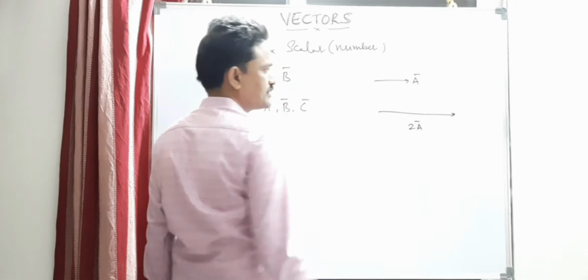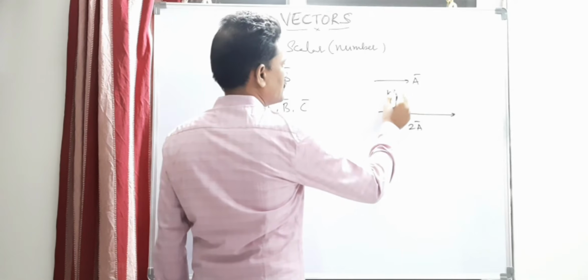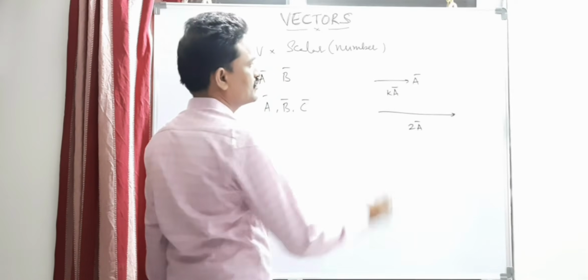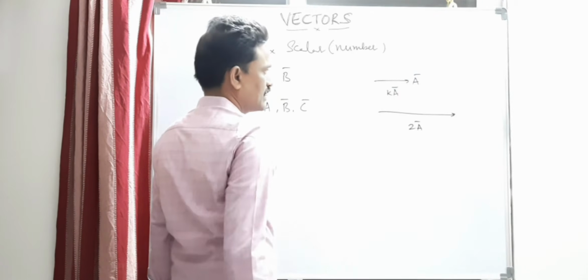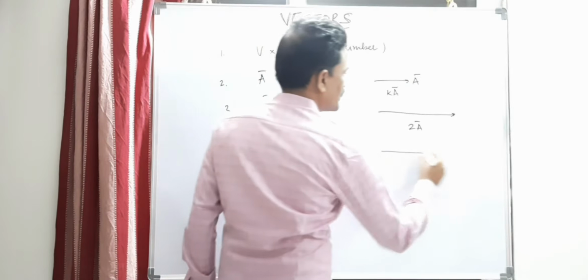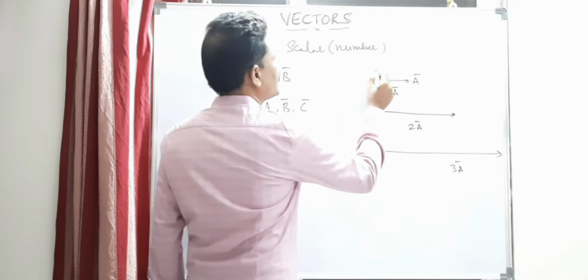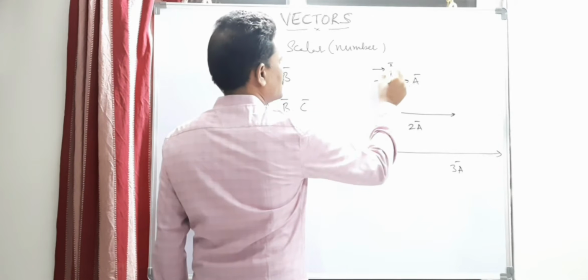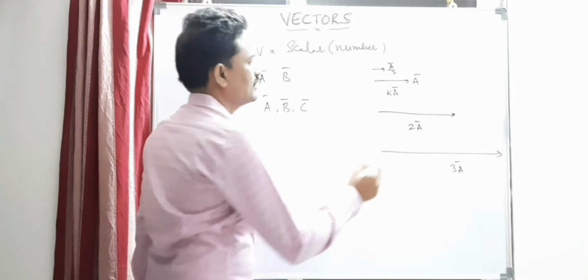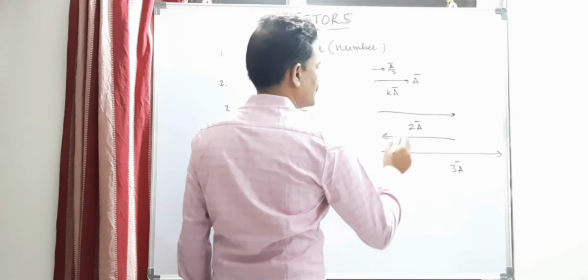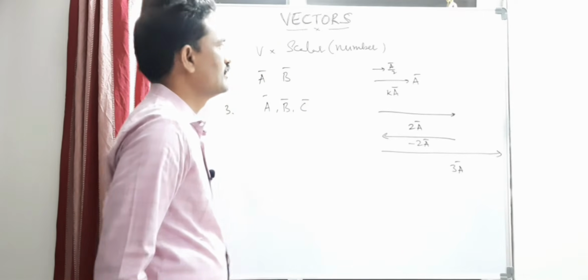There is nothing else. So when I multiply a vector with a number k, its magnitude increases by k times without bringing any change in the direction. For example, for the same vector A, I multiply with 3, then it becomes 3A. For the same vector, I multiply with 1 by 2, then it becomes half. This is A by 2. That's all. For the same vector, if I multiply with minus 2, then its direction will be reversed and the magnitude becomes twice. This is minus 2A. This is the first one.